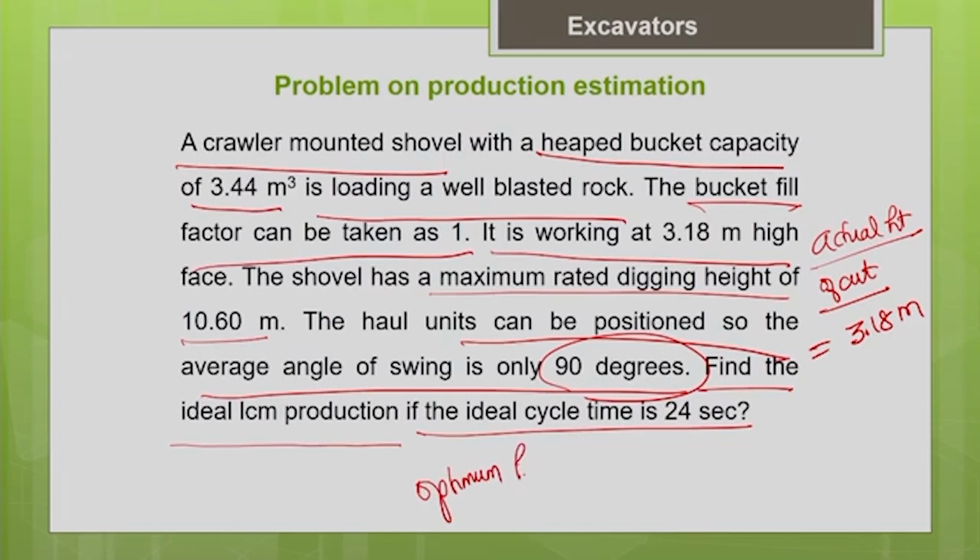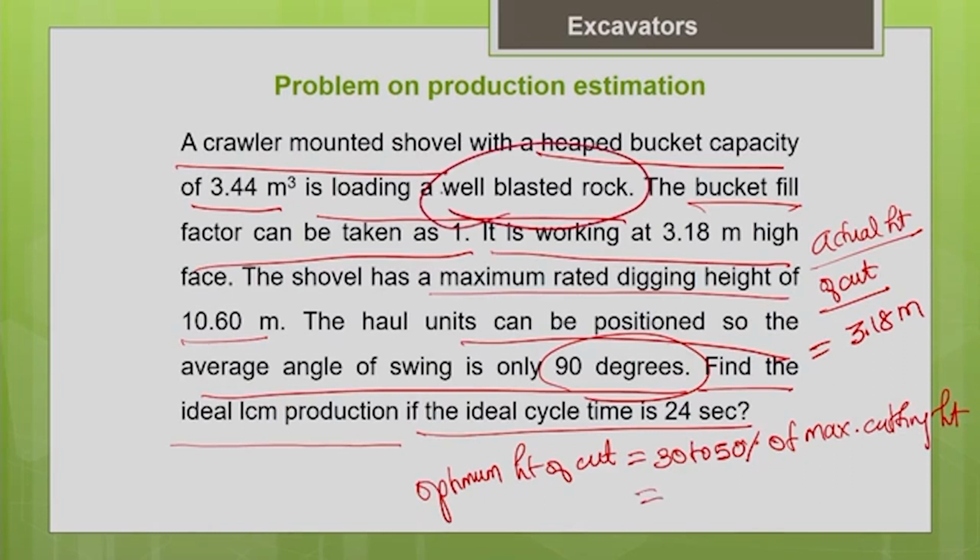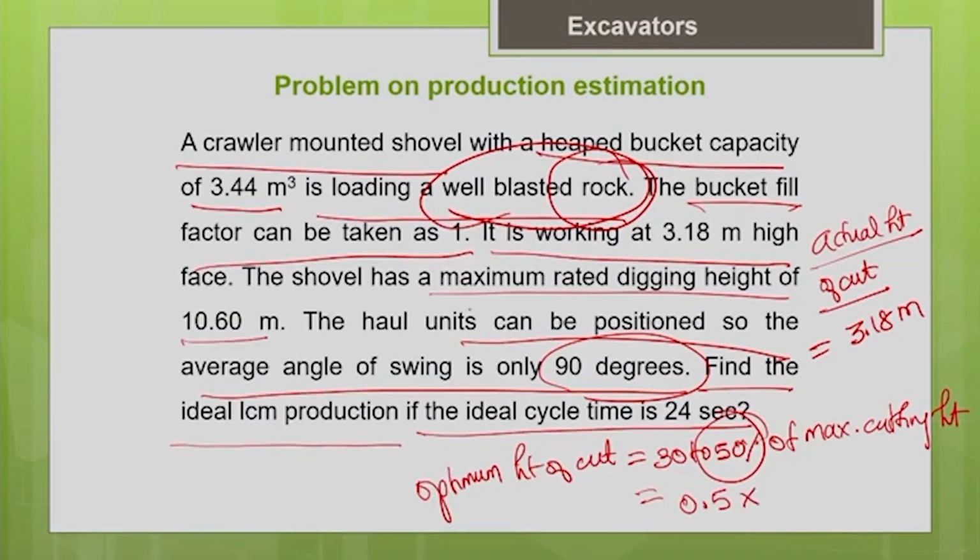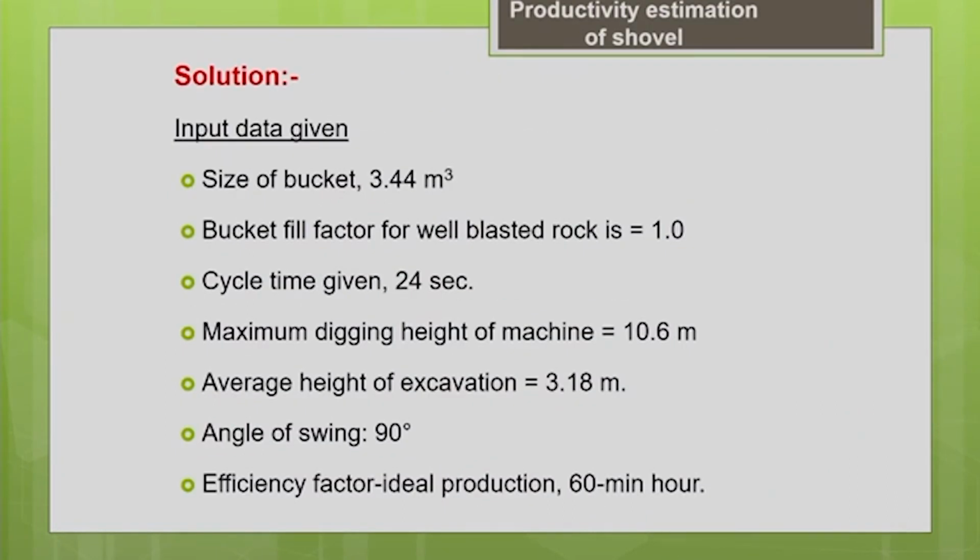Optimum height of cut, as I told you earlier, is going to be 30 to 50% of the maximum cutting height possible for this machine. In this case it is handling well blasted rock. Since it is handling rock, which is a harder material to deal with, let us go for 50%. Okay, 0.5 into what is the maximum rated digging height? It is given as 10.6 meter. So, we have to find what is 0.5 into 10.6. That will give you the optimum height of cut for this machine. Let us see how it is worked out.